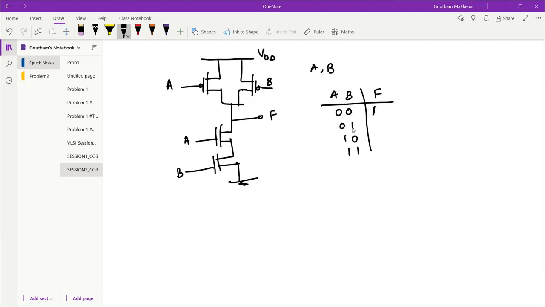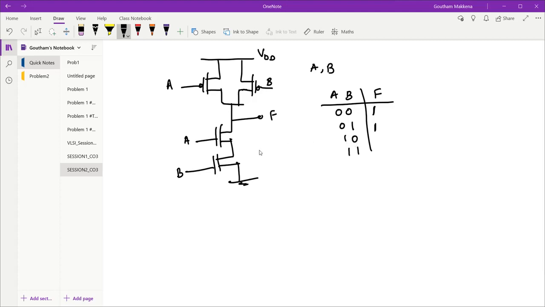Now A is 0, B is 1. So when A is 0, this transistor is cut off. That means there is no path to ground. When A is 0, this transistor is on because it is PMOS. And when B is equal to 1, this transistor is off. Okay, so now in effect, what is the circuit remaining? This VDD and this transistor is on, and this VDD will pass through this transistor and will appear at F. So in this condition also, the output will be 1.